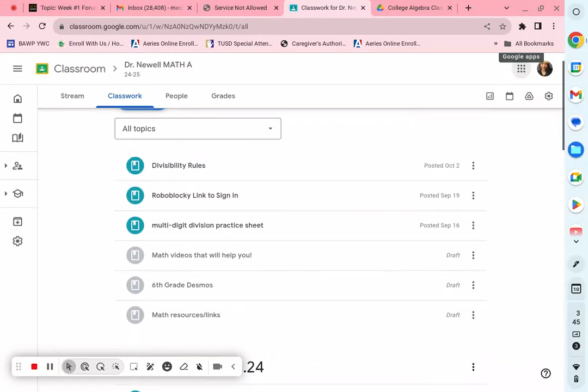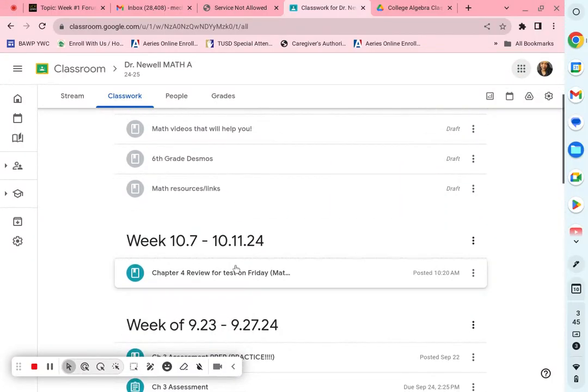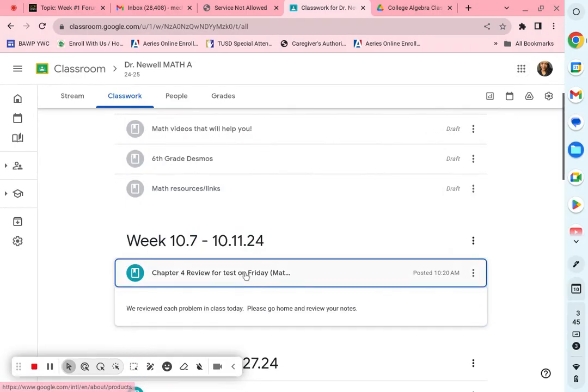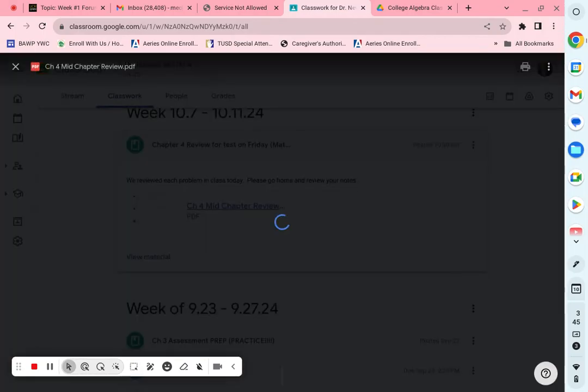I posted under classwork a couple of things: your divisibility rules, and I also posted our review test, because we have a test tomorrow. So if you were out today, you need to be working on this review test. We did work on it in class today.